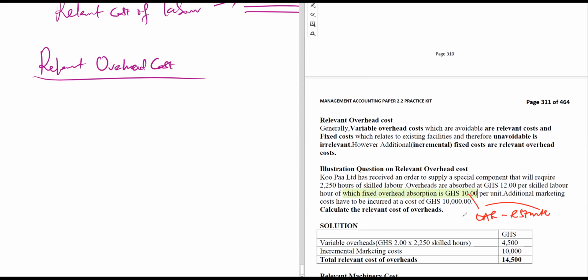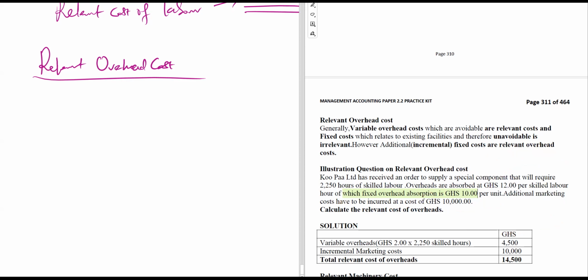But if the whole thing is 12 and they are telling us that 10 cedis is fixed cost, that means how much is variable cost? 2 cedis. And variable cost is relevant, right? Okay. So this is relevant. The 10 cedis is irrelevant, right? And additional marketing costs will have to be incurred at a cost of 10,000. Relevant or irrelevant? Relevant. Why is the additional marketing cost relevant? If it relates to it, it's specific, or it's incremental, right? It's an additional cost. Incremental.